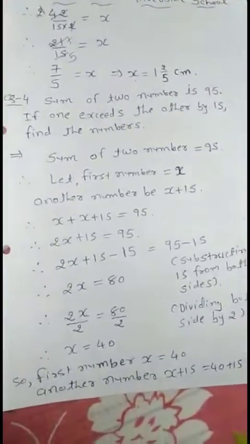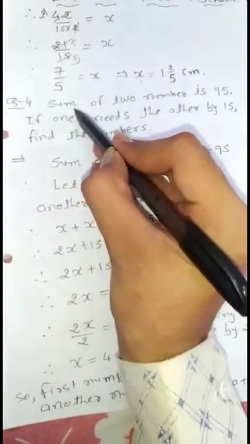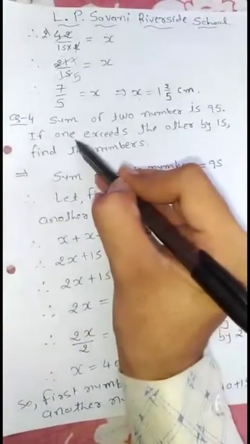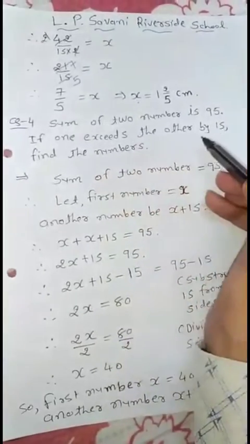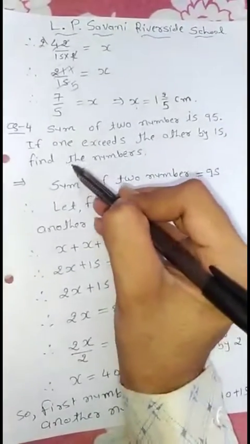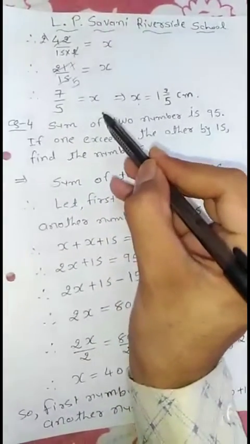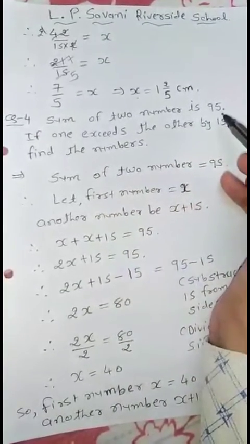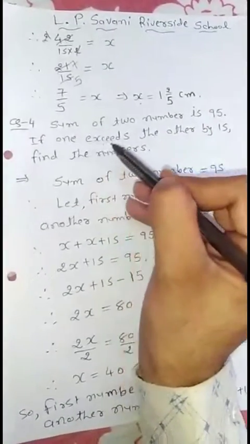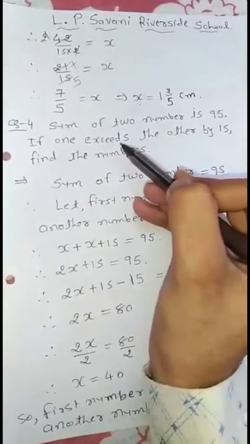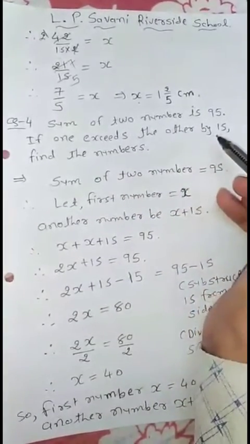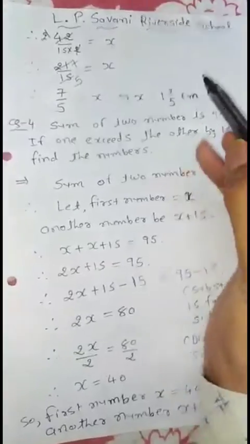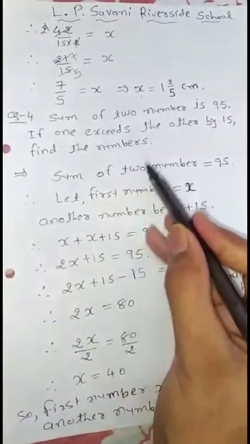Then question number 4. Sum of two numbers is 95. If one exceeds the other by 15, find the numbers. So what do we have to do here? Sum of two numbers is 95. If one number exceeds the other number by 15, that is, one number is 15 bigger than the other number, find the numbers.